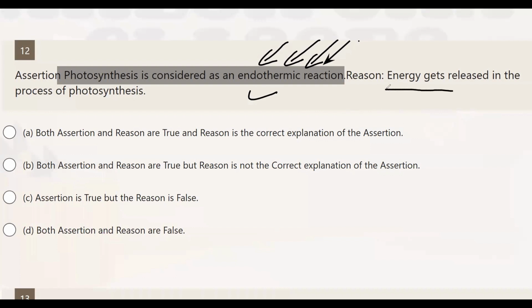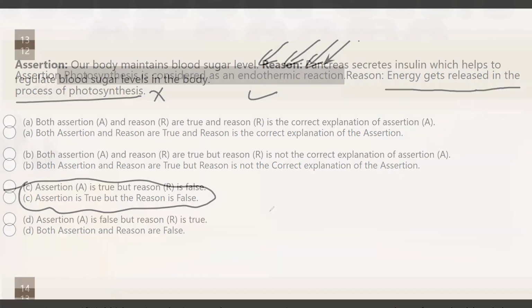Now, the reason says energy gets released during photosynthesis. No, energy is absorbed here. Yeah, they store the energy in the form of food, which we call glucose. That's a chemical energy. So assertion is true, reason is false. So this will be C in this case.